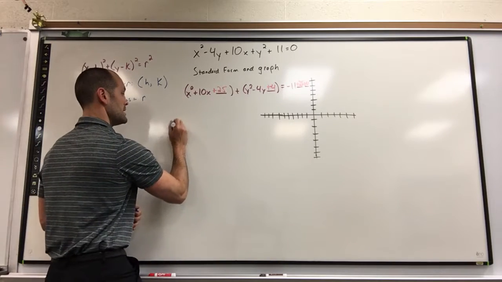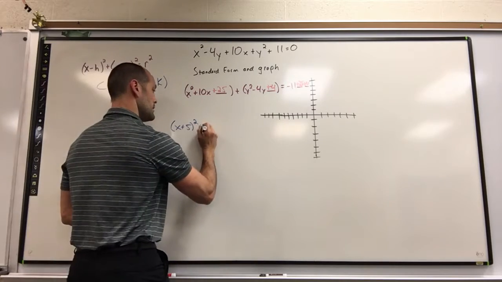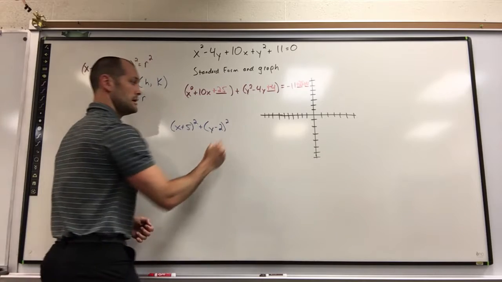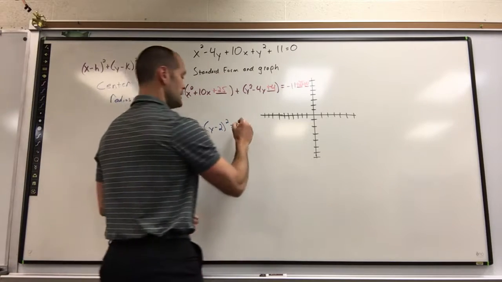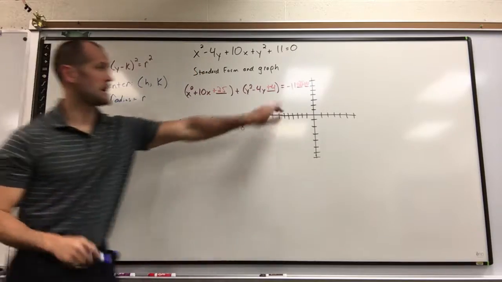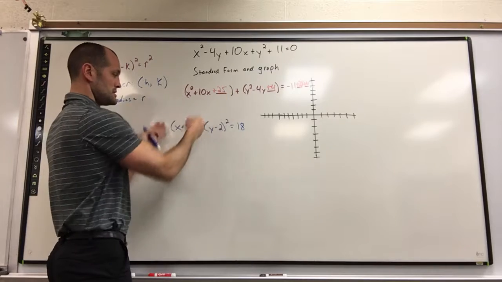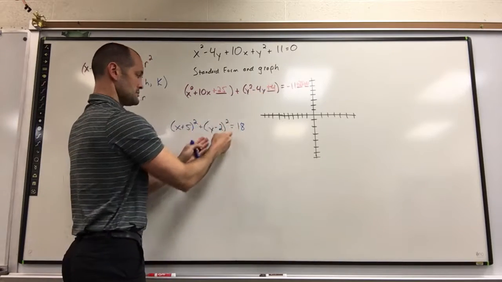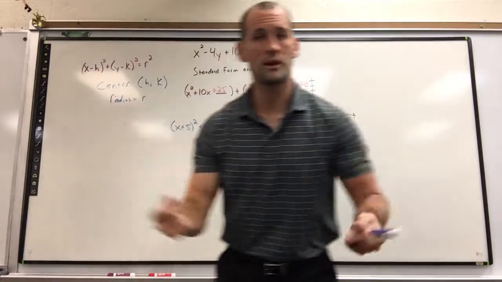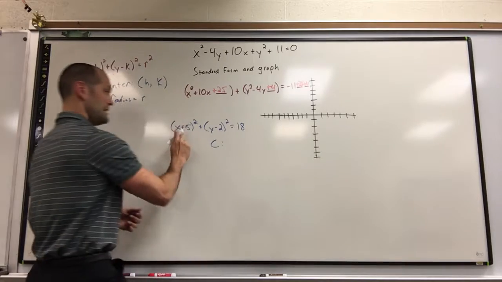First quantity can be written as x plus 5 quantity squared plus y minus 2 quantity squared equals 18. All I do is add them to get the 18. If you have a perfect square trinomial, it's just x with half of b, y with half of b. So right now, I'm ready. I'm ready to graph. Center, negative 5, 2.